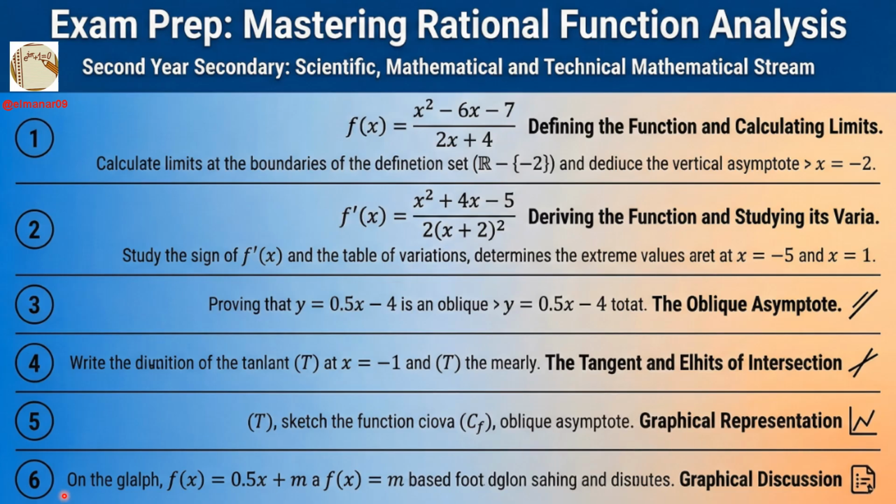Step 6, the boss level. Finally, we're doing a graphical discussion. We're going to look at f of x equals 0.5x plus m and f of x equals m. When moving lines and seeing how many times they hit our curve, this is where we separate the students from the masters.